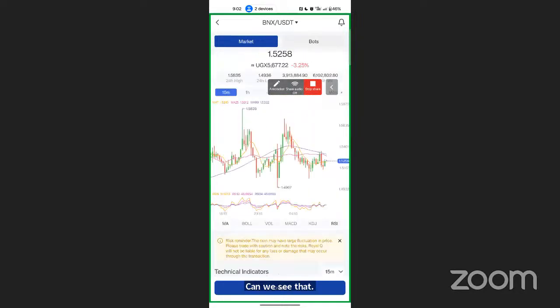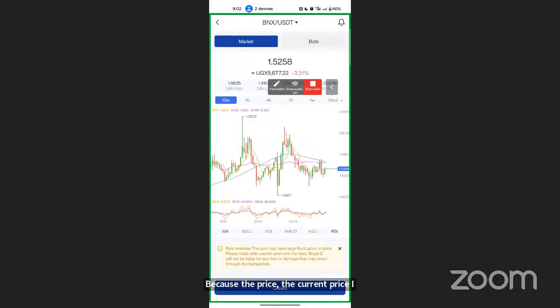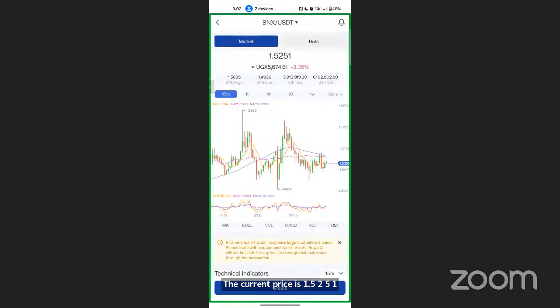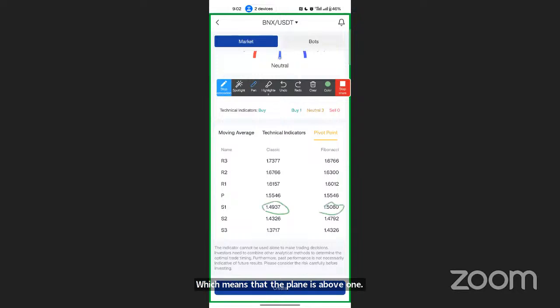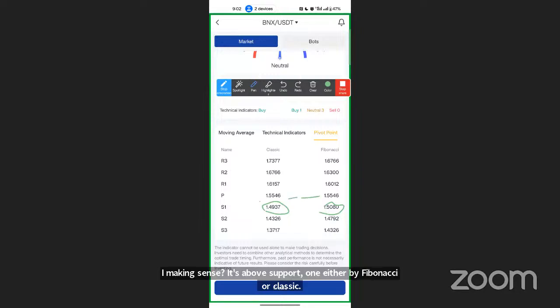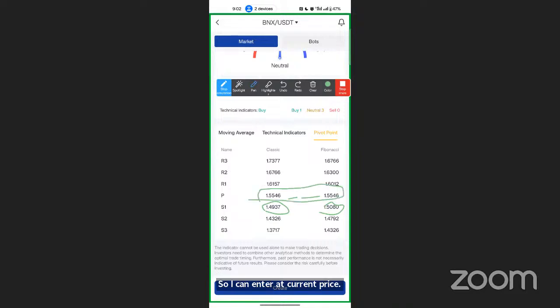Because the current price, I know this is a hard lesson, the current price is 1.5251. But when you scroll down here, the pivot point is at 1.5546, which means that the coin is above support 1. Am I making sense? It's above support 1, either by Fibonacci or classic, heading to pivot. So I can enter at current price, then take my profit at the pivot point.